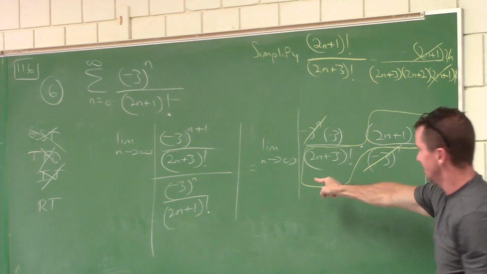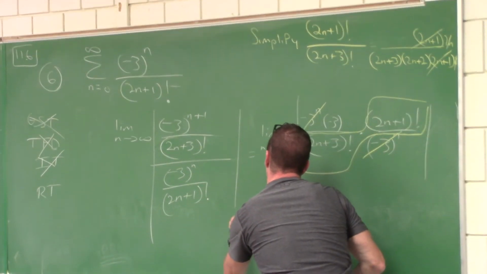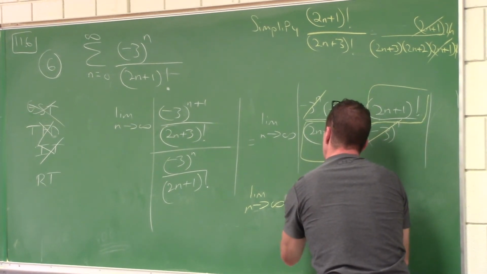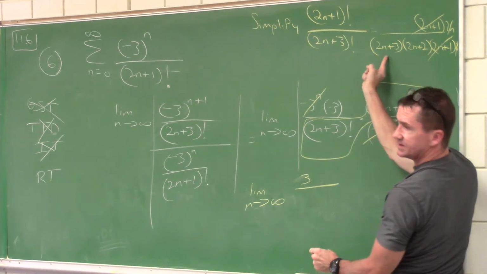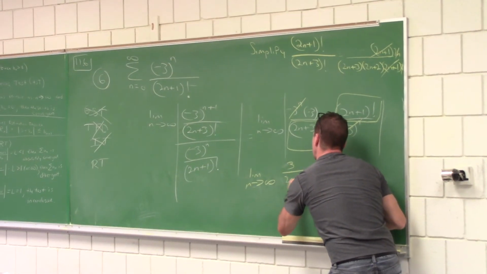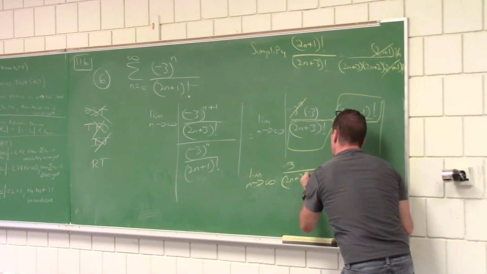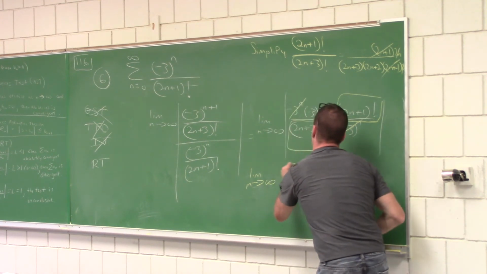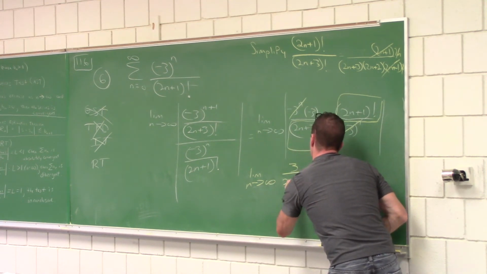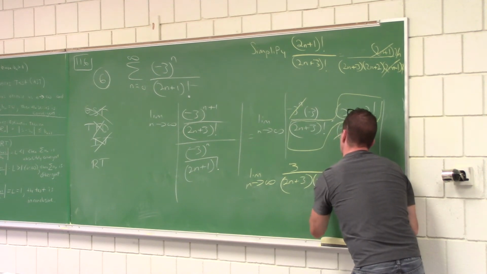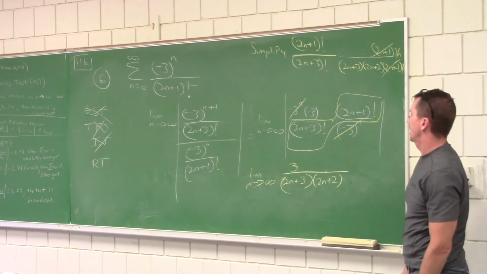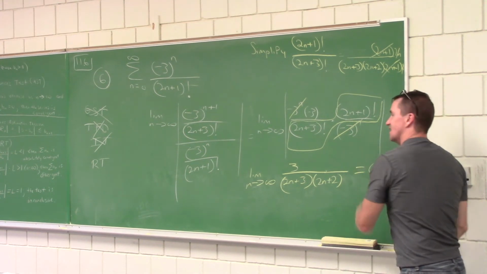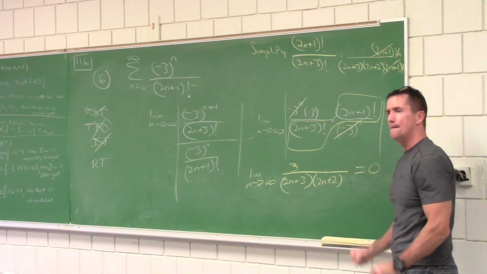So let me write this again. This is what we have now. I'm taking off the bars, and we're going to have this answer. We have a positive 3, because the absolute value of negative 3 is 3, all over (2n plus 3)(2n plus 2). And what do you get there? What's that limit? 0.